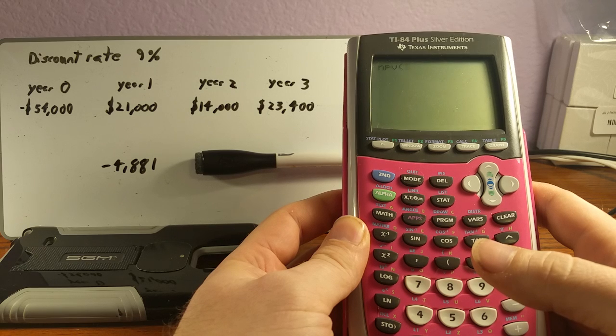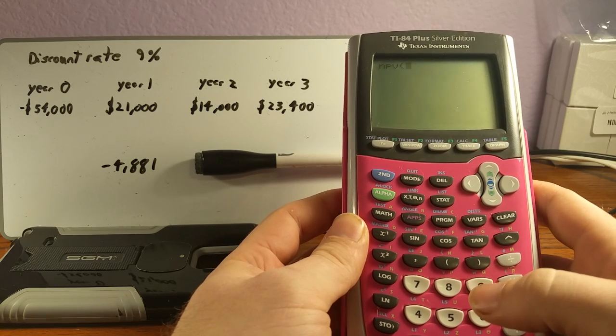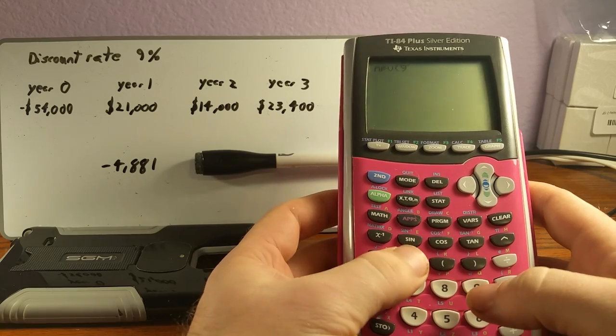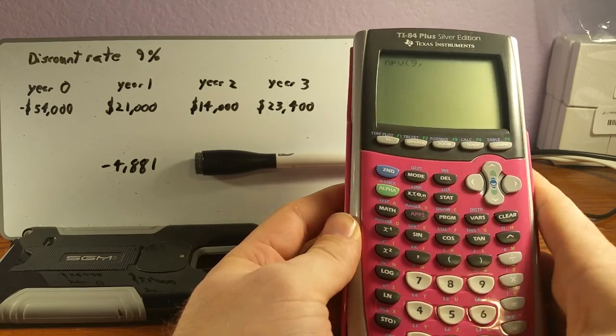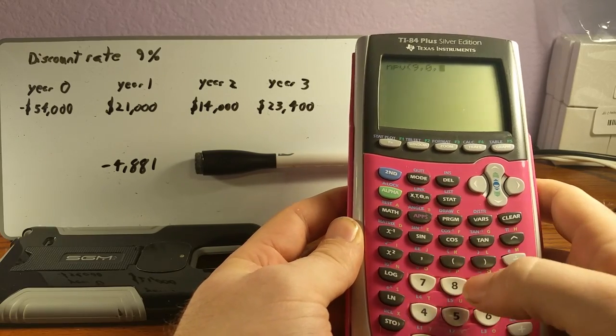Once we get the answer from the net present value formula with that 0 plugged in, we're going to divide by the 54,000 instead. So let's go ahead and get that started. Discount rate is 9, comma, and then we're going to put in 0 for how much we paid out, comma.